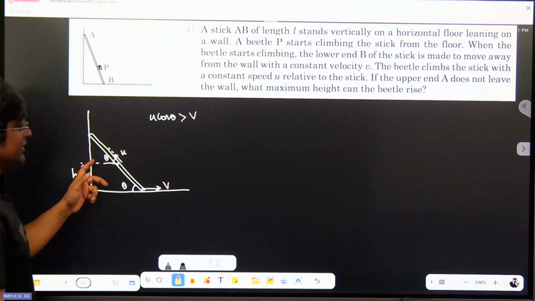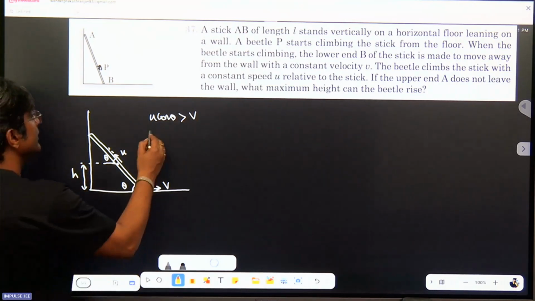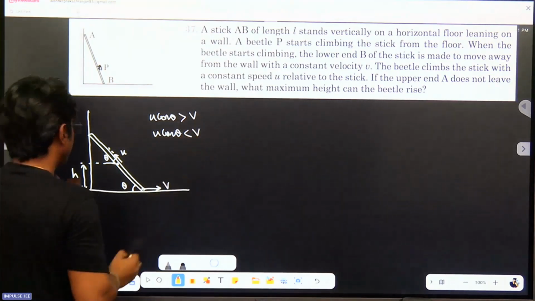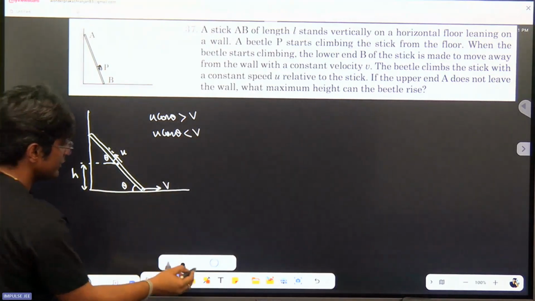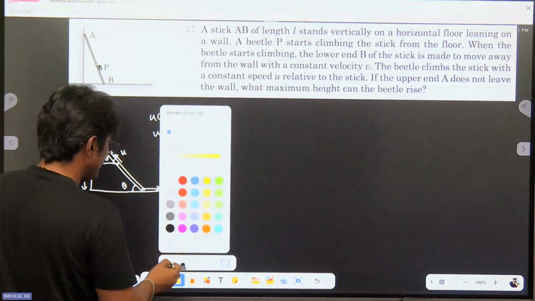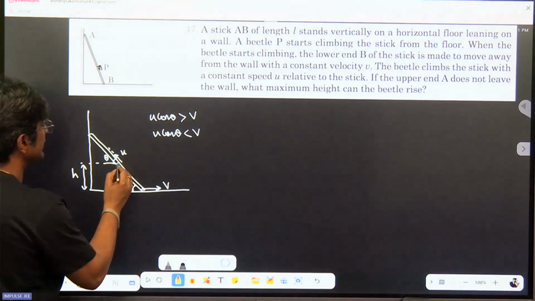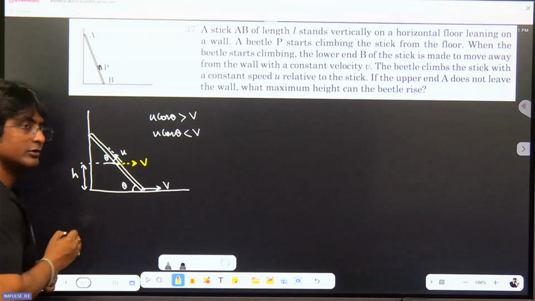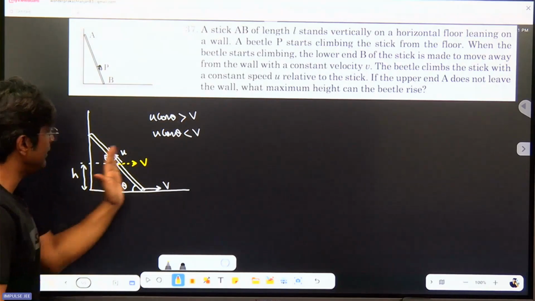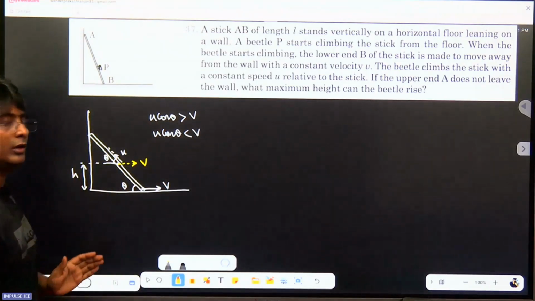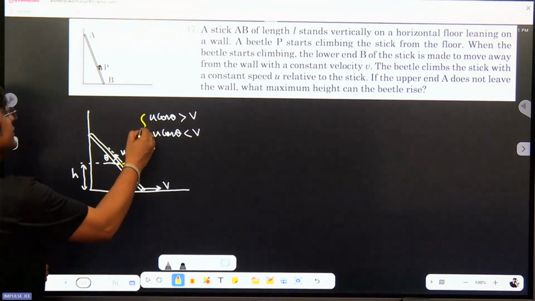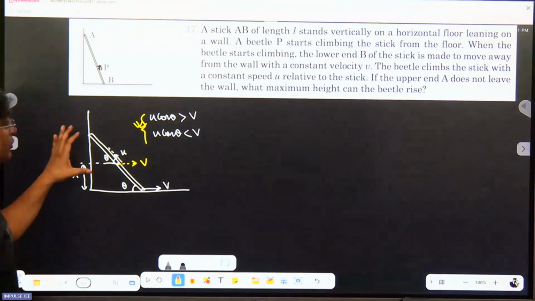But suppose this situation comes when it is reversed, u cos theta is less than v. It means in the horizontal direction, if you compare with this relative motion, then it has a speed in this direction v also. What does it mean? Now the beetle starts going away from this wall, which means it cannot raise the height further. These are the two points where we need to think.